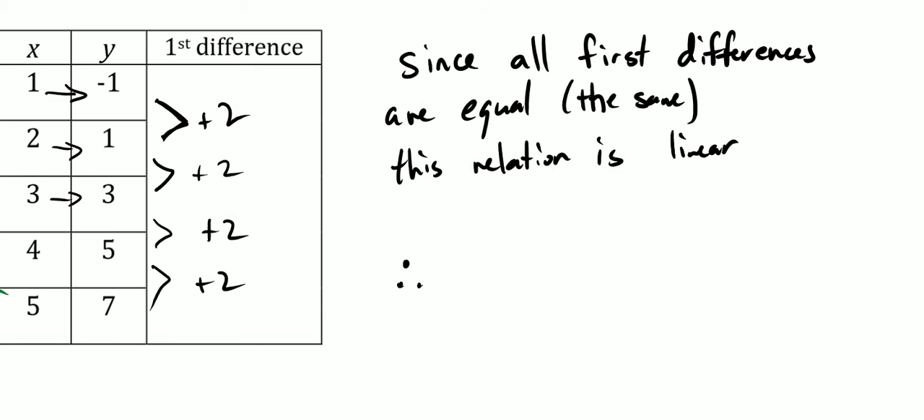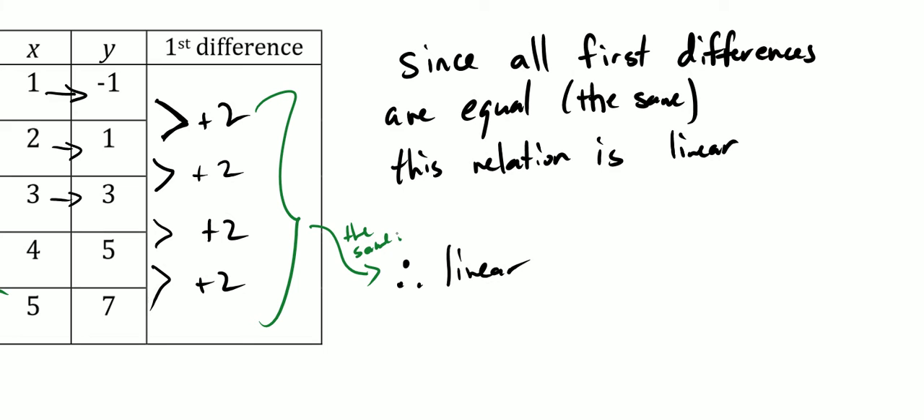Okay, so since all first differences are equal, or the same, this relation is linear. You don't have to write this every time, but we're going to write this time. But normally you just say, therefore, linear.